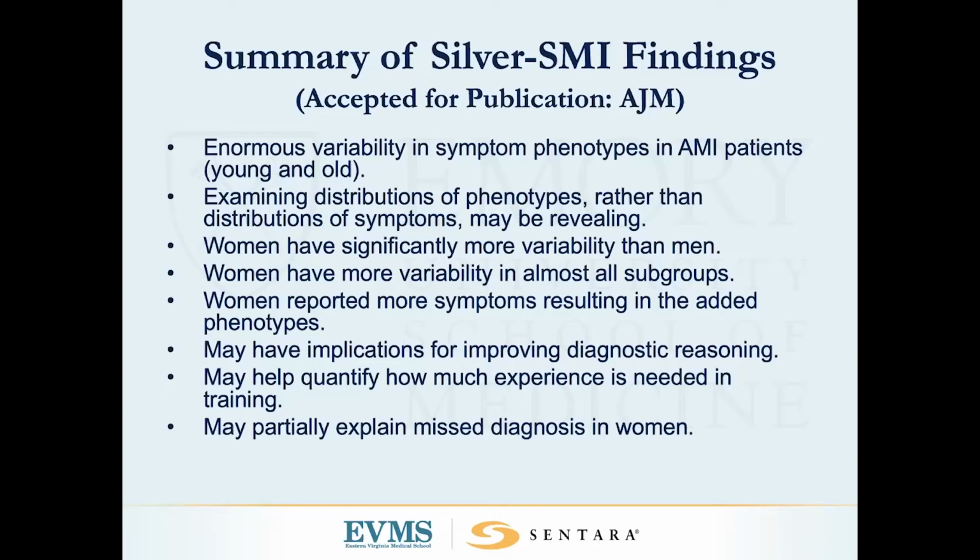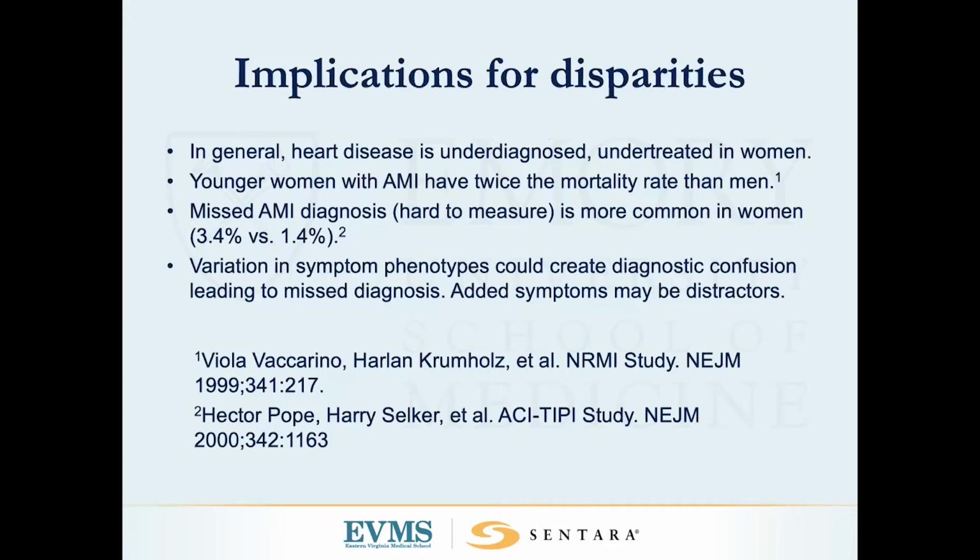Women have significantly more variability than men. Women have more variability in almost all subgroups. Women reported more symptoms resulting in the added phenotypes. This may have implications for improving diagnostic reasoning, and may help quantify how much experience is needed in training to get your head around the extent of variability that you would be expected to see in practice. And it may partially explain the misdiagnosis in women. It may have implications for gender disparities.